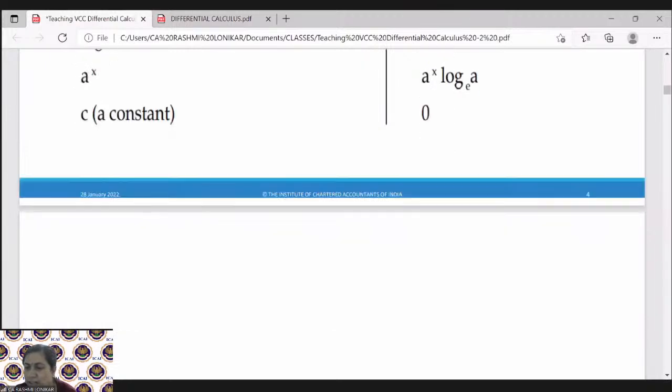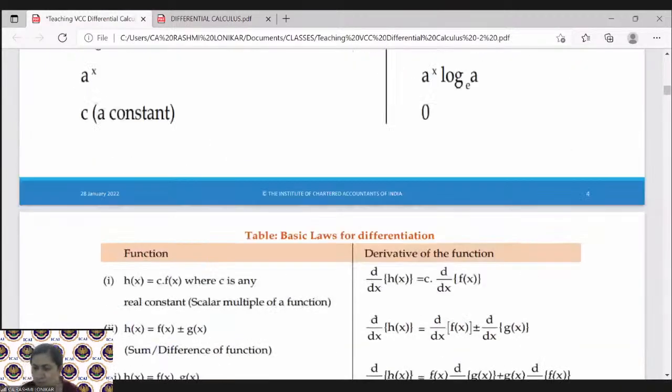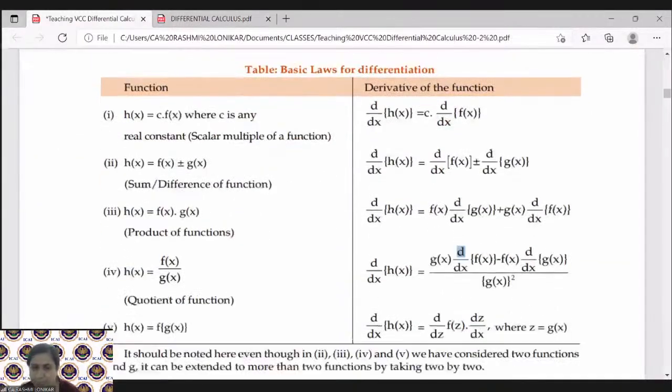Then we also did all these rules. This is the first rule that I talked about right now: when I multiply by a constant, you will have the constant into the derivative. The next rule is for addition and subtraction. The derivative of the addition of two functions is the derivative of the first function plus the derivative of the next function. And if it's subtraction, then it will be minus.